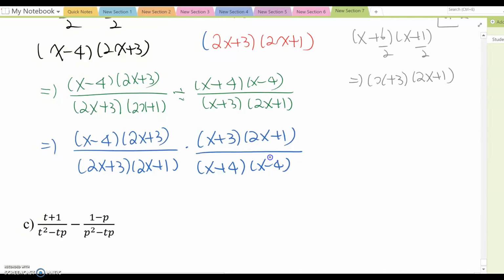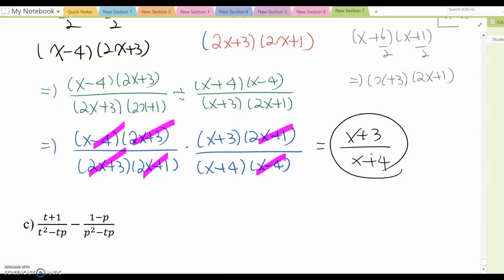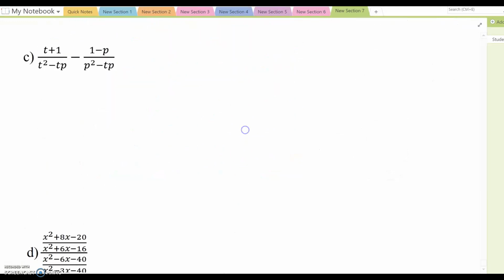Now you cancel out all the common factors between the numerator and denominator. Then this is gone, and this is gone, and this is gone. Okay, therefore, the answer is (x plus 3) over (x plus 4). Okay, now let us see. This time we are subtracting these two rational expressions.